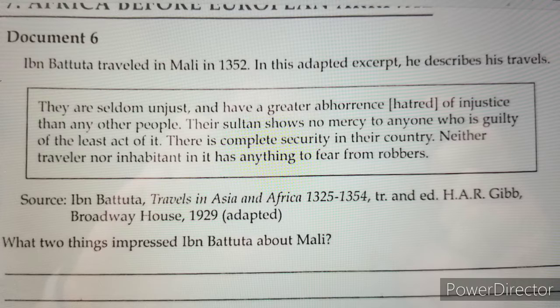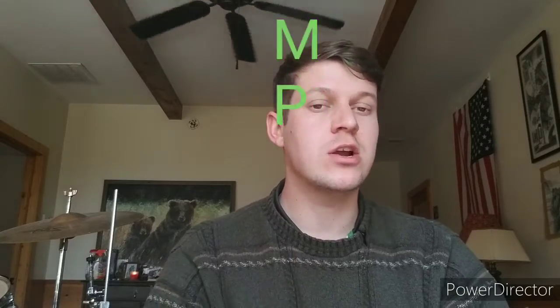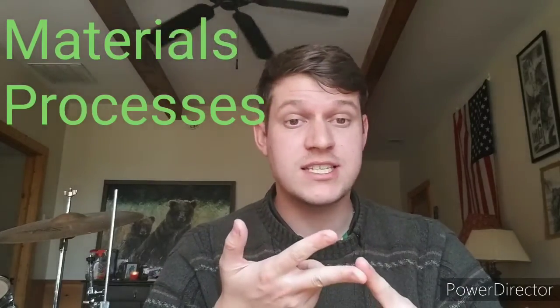Document number 6 talks about a traveler through Mali in 1352, and what it focuses on is 2 major things. Make sure you focus in on the concepts of justice as well as the concept of security. So document number 7 is interesting in that it completely goes a different direction than all the other documents, and it focuses in on African art. And it talks about the description of a process in which they create little bronze figurines. And these figurines, when you're looking at this, make sure you consider what materials did they use, what processes did they have to go through to make these things, and how does that show them to be an advanced ancient empire?